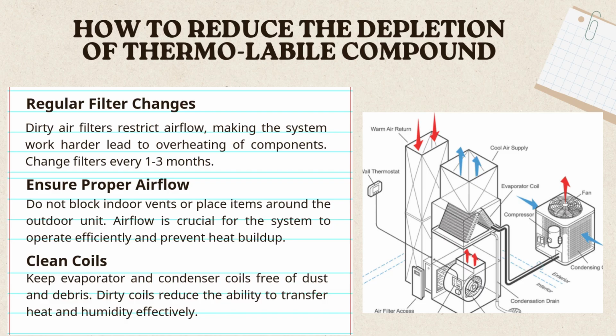Another important strategy is keeping the evaporator and condenser coils clean. When the coils are covered with dust or debris, their ability to transfer heat and humidity drops significantly. As a result, the HVAC system becomes less efficient and overheats. Clean coils will ensure better temperature and moisture control, which can help preserve thermolabile compounds during processing or storage.